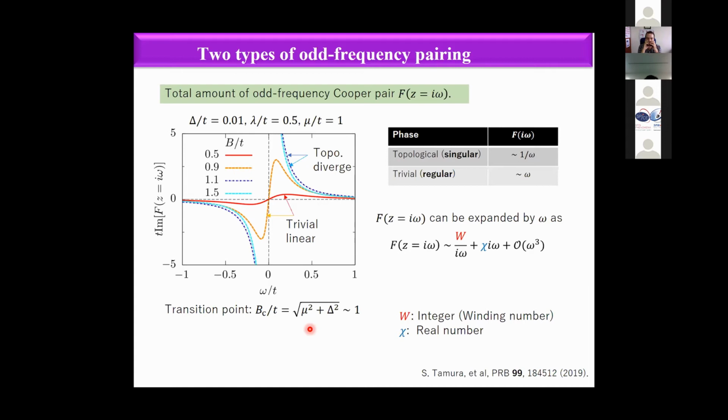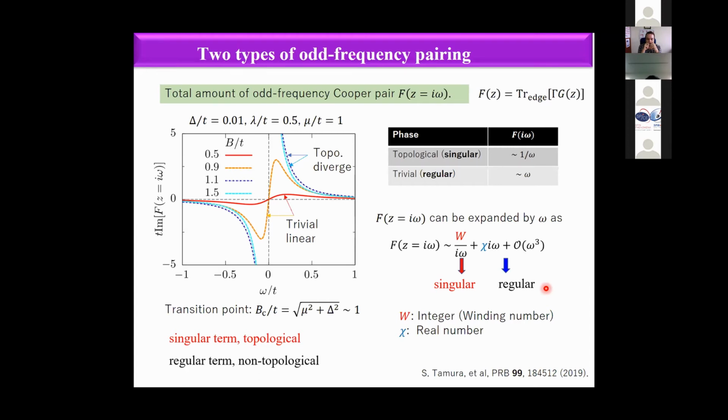So then F can be expanded in omega as follows. So F becomes like that. Okay, so here W is an integer and chi is a real number. How this value behaves is a quite interesting point. So then let's look in more detail. We call this a singular part and this a regular part. And also the singular term corresponds to the topological phase, and the regular term corresponds to the non-topological phase.